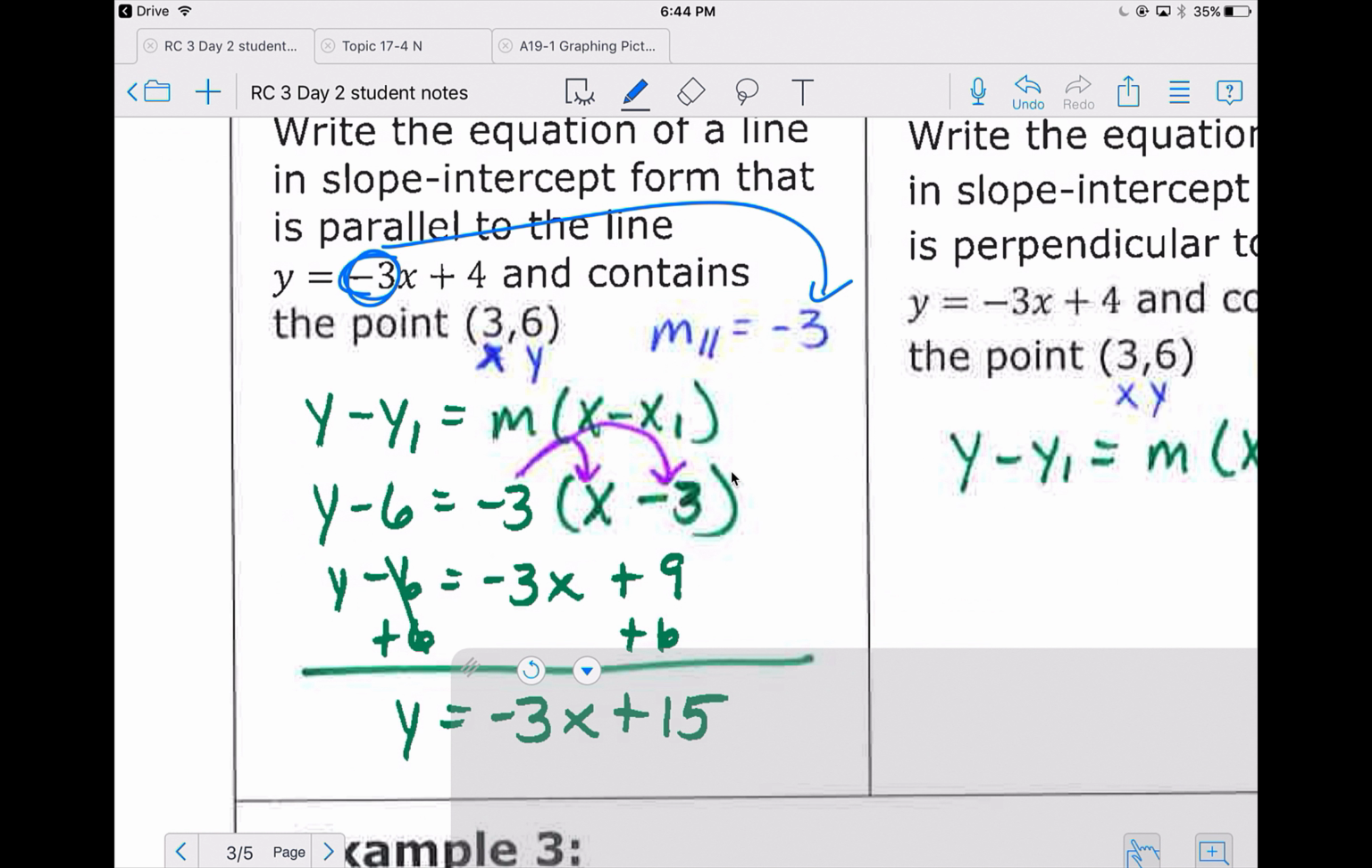From here, we distribute the -3. So -3 times x is -3x. -3 times -3 is 9. And then we solve for y by adding 6 to both sides and get the full equation.